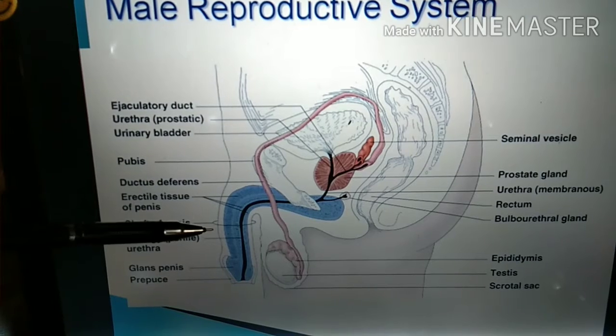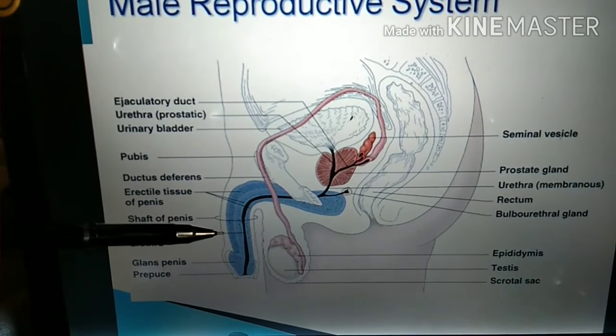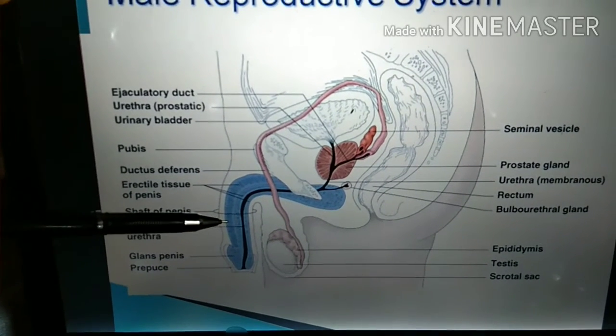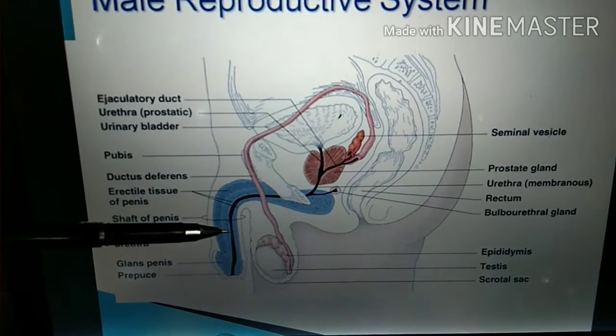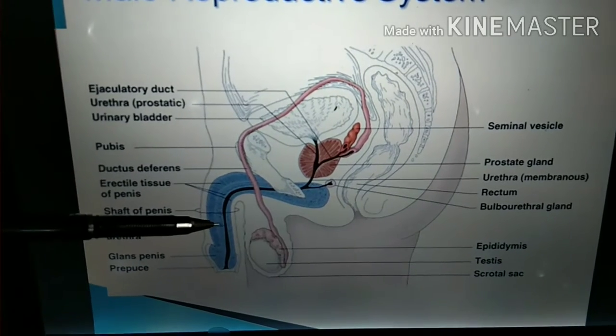When the man is sexually aroused, as the penis fills with blood, it becomes rigid and erect, which allows for penetration during sexual intercourse.